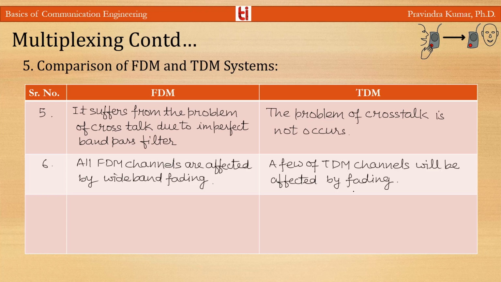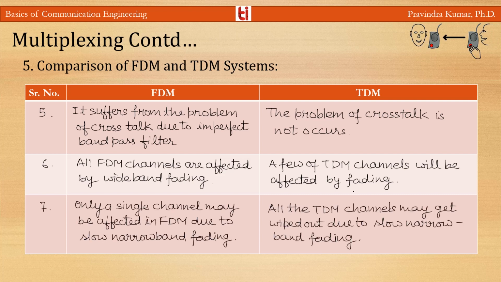And due to wideband fading in the transmission medium, all the FDM signals are affected, and due to fading only a few TDM channels will be affected. And if slow narrowband fading takes place in the transmission channel, only a single FDM channel may be affected, and in TDM, due to slow narrowband fading, all the TDM channels may get affected.